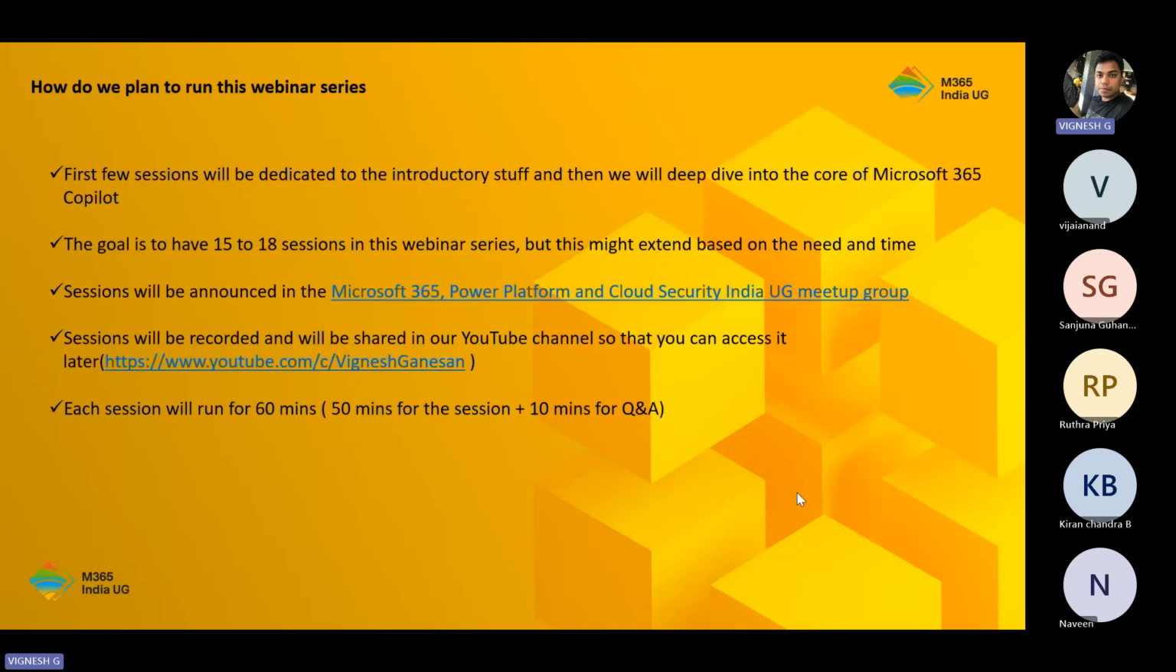The goal is to have at least 15 to 18 sessions, but time will tell. Maybe we might even end up doing more sessions than this because the service is still expanding. Microsoft is constantly adding a lot. We have Microsoft Build around the corner, and I'm sure a lot of new features or important updates will be planned for that. And then we also have Ignite coming around. So as I said, we are planning to wrap this entire thing within 15 to 18 sessions, but it's possible that we might end up doing more. All these sessions will be announced in the Microsoft 365 Power Platform and Cloud Security India meetup group.